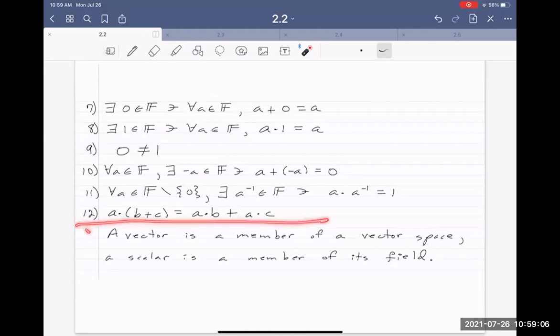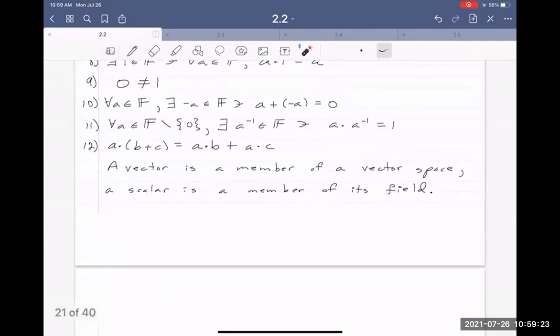And we have that multiplication distributes over addition. So a times the quantity b plus c is equal to a times b plus a times c.